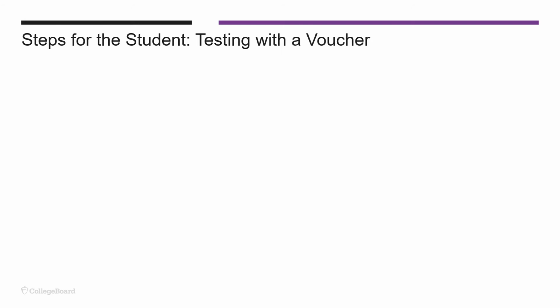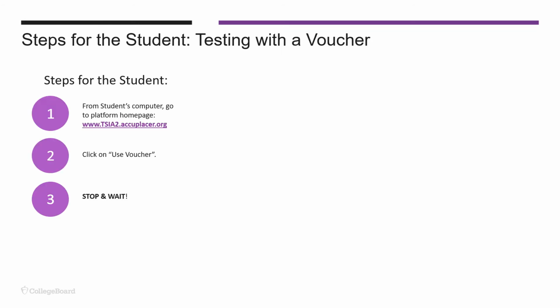Administering a test can only be done with a proctor or proctor reporter credential. This slide provides a visual of the steps the student is required to complete when using vouchers for test administration. The student begins by, number 1, going to the home page at www.tsia2.accuplacer.org. Number 2, clicking Use Voucher. Number 3, then waiting for the proctor to approve their test session.